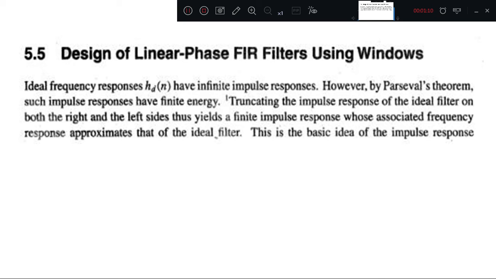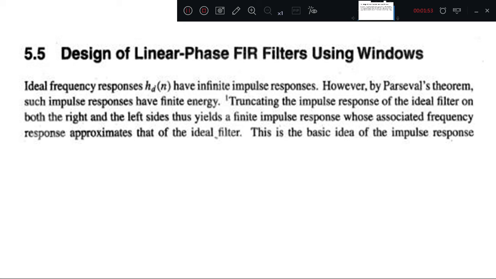in the IIR filter. One option is to use windows, and using windows you can truncate the impulse response of the ideal filter on both the right-hand as well as the left-hand side. By doing this you can limit the number of impulse responses in the IIR filter, so that you will get only a finite number of impulses in the frequency response of the FIR filter. So this is the basic idea of using the windowing techniques in the design of the FIR filter.